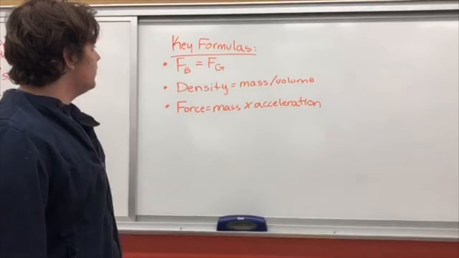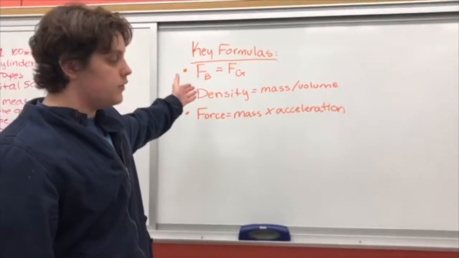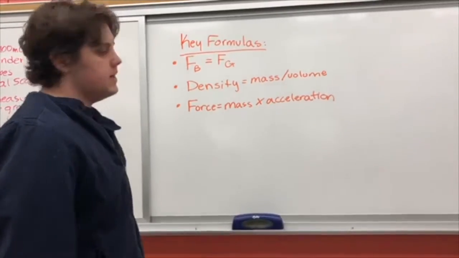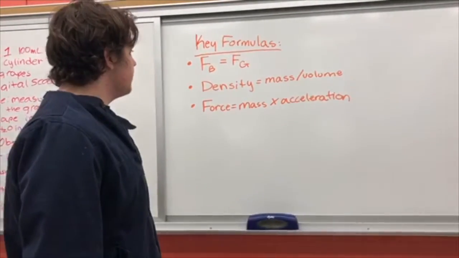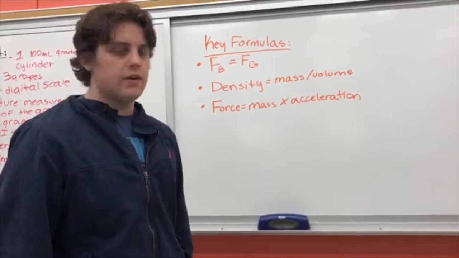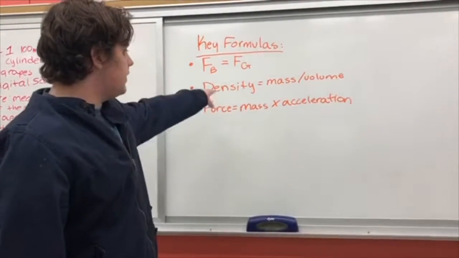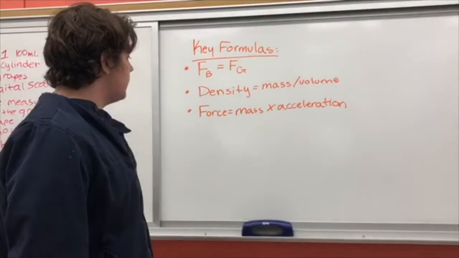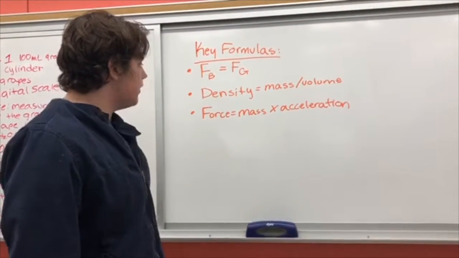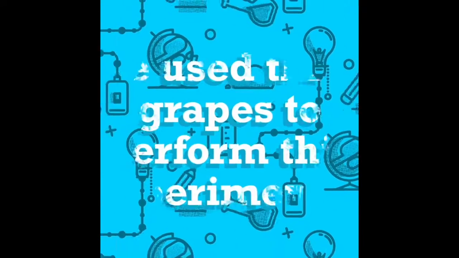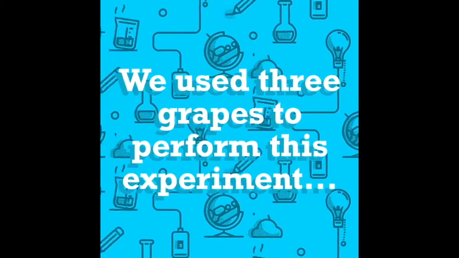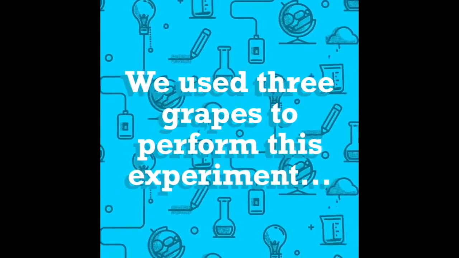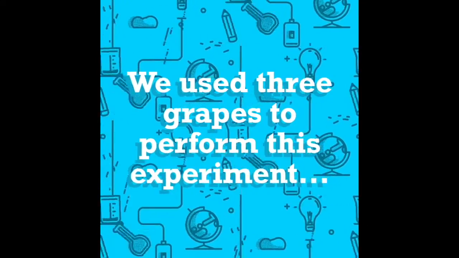Alrighty, so to begin with, for our key formulas, we're going to be using the FB equals FG formula, where FB equals buoyant force, and FG equals the force of gravity. And then we're going to use density equals mass divided by volume, and finally we'll use force equals mass times acceleration.